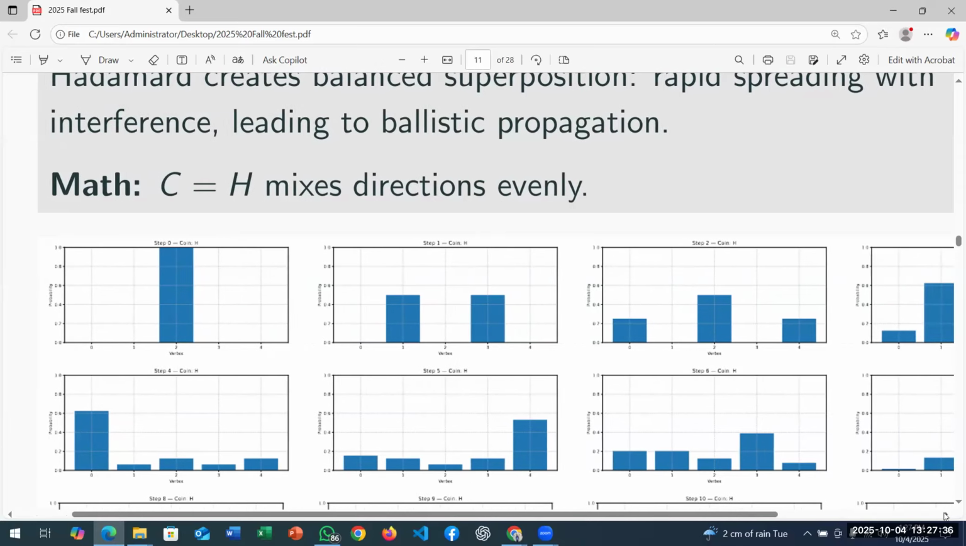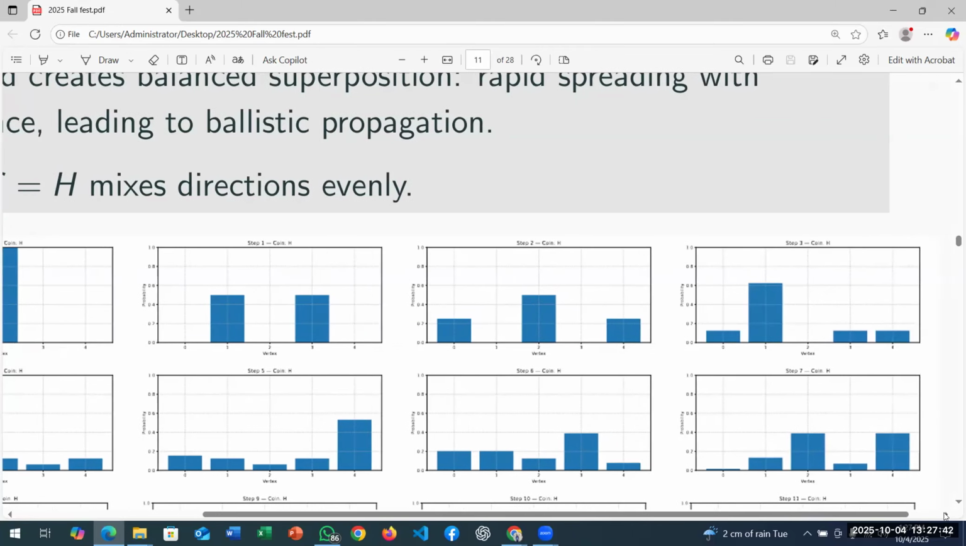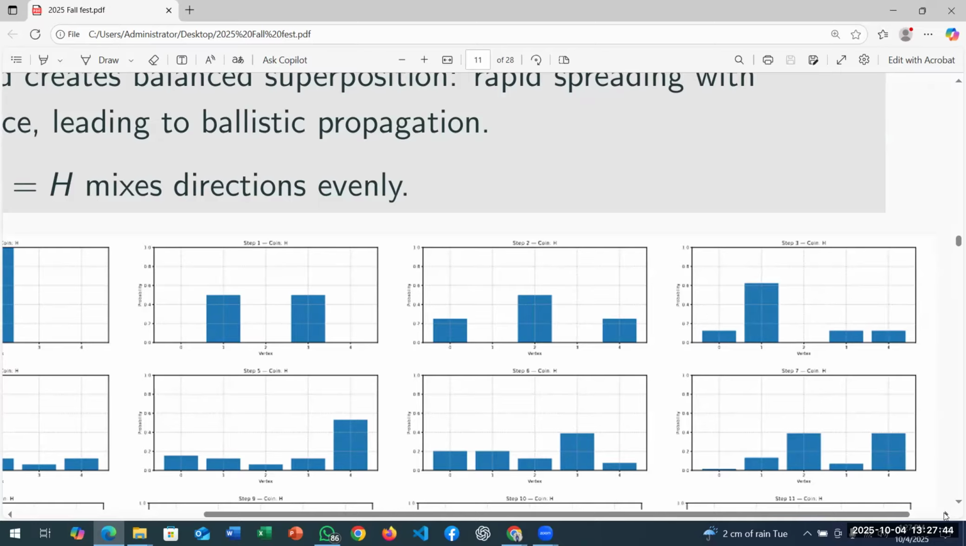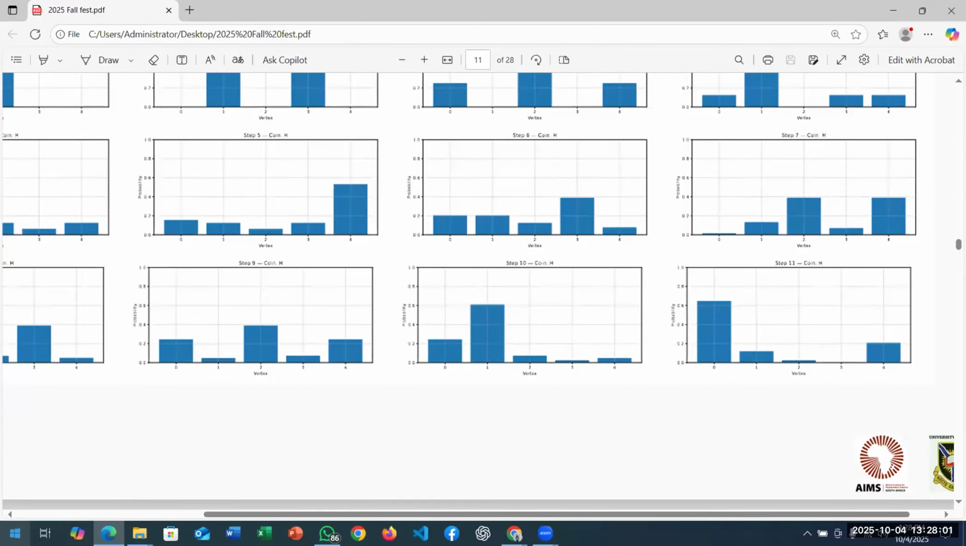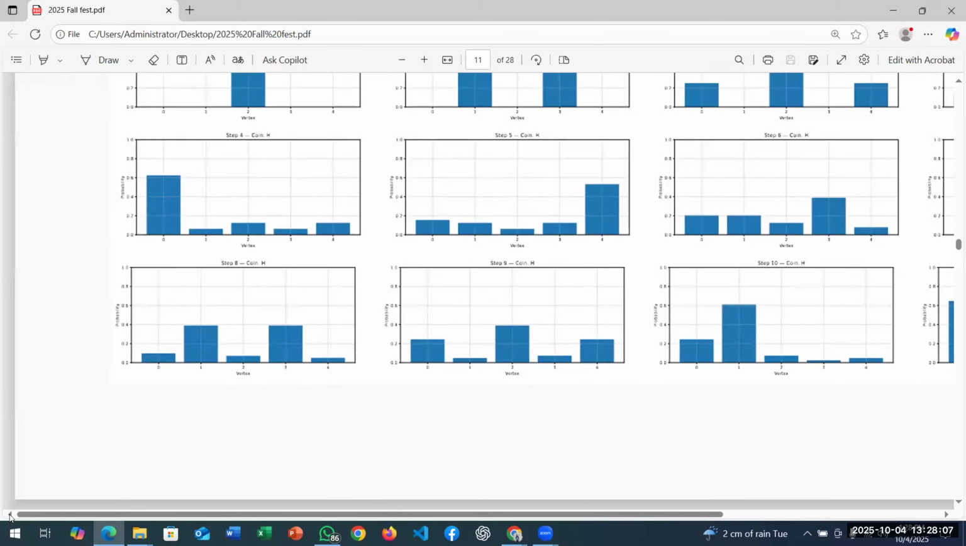These are the results of what happened in the simulation over different steps. This is telling us step 2. This is telling us step 4. If we add the probabilities of each state of the worker, this quantum worker, it must definitely give us 1. So this gives us a pictorial understanding of how the Hadamard gate can be used as a coin operator.